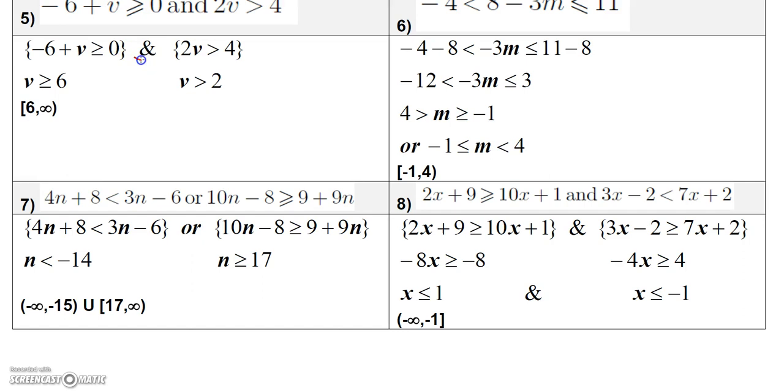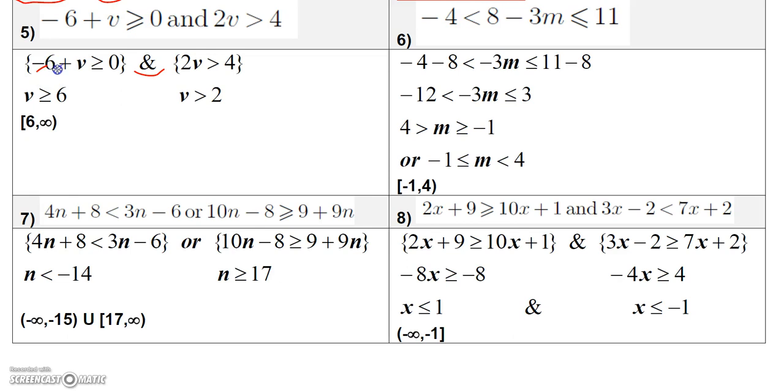When you see the "and," it usually means the intersection of two sets. So on this problem, I have minus 6 plus v is greater than or equal to 0. All I have to do here is add 6 to both sides, and that'll give me v is greater than or equal to 6. And then on this one, all I have to do is divide both sides by 2, and that'll give me v is greater than 2.